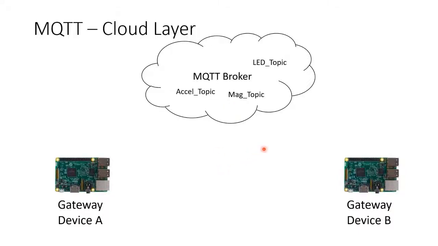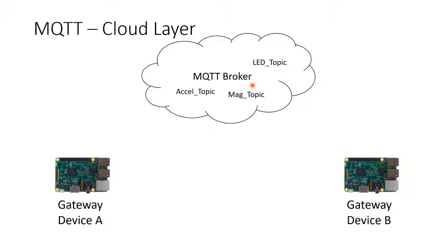The cloud layer uses the MQTT protocol, which is the Message Queuing Telemetry Transport protocol. Within the MQTT cloud server is an MQTT broker. The function of the MQTT broker is to receive messages from devices and then transfer them on through the cloud to other devices. The MQTT broker breaks up into several topics. Examples of topics could be accelerometer, magnetometer, and LED, containing information on particular sensors.